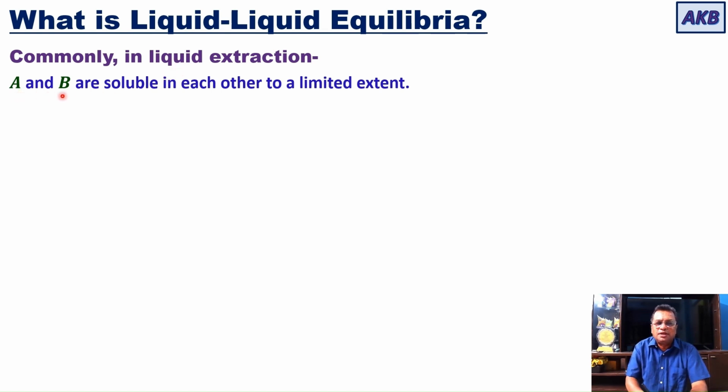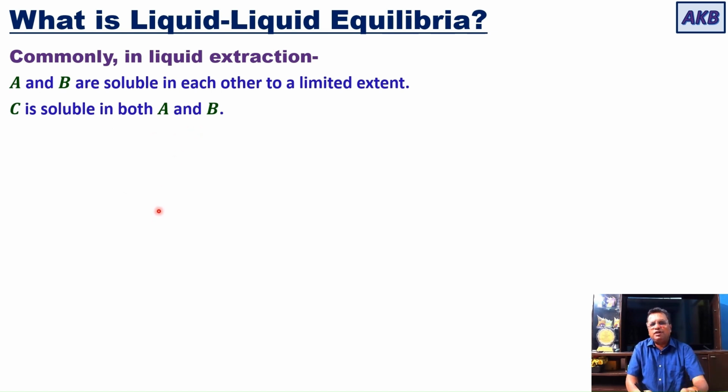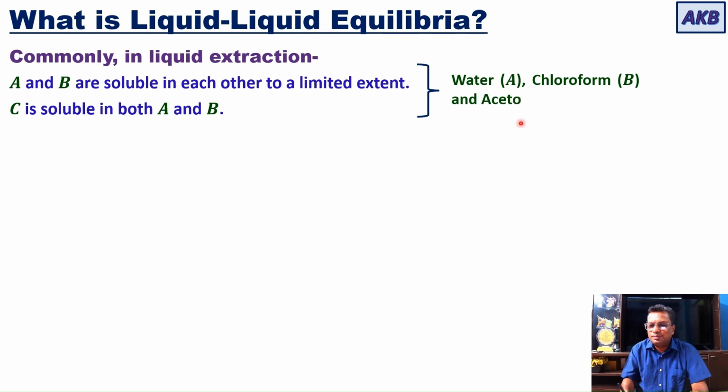What is that situation? A and B are soluble in each other to a limited extent, whereas C is soluble in both A and B. So now let us see how equilibrium is reached in this particular case. If you want to know an example of such liquids, you have water, chloroform and acetone. Water is A, chloroform is B, and acetone is C. In this case, water and chloroform are soluble in each other to a limited extent, whereas acetone is soluble in water as well as in chloroform.